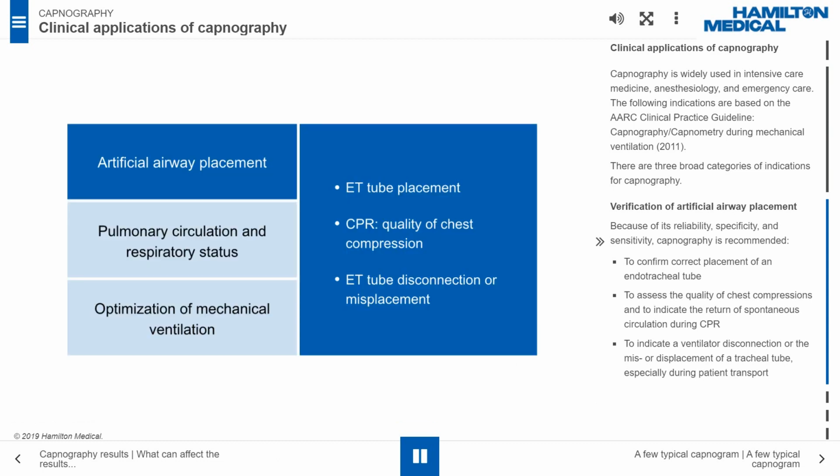Verification of artificial airway placement. Because of its reliability, specificity, and sensitivity, capnography is recommended to confirm correct placement of an endotracheal tube, to assess the quality of chest compressions and to indicate the return of spontaneous circulation during CPR, to indicate a ventilator disconnection or the miss or displacement of a tracheal tube, especially during patient transport.